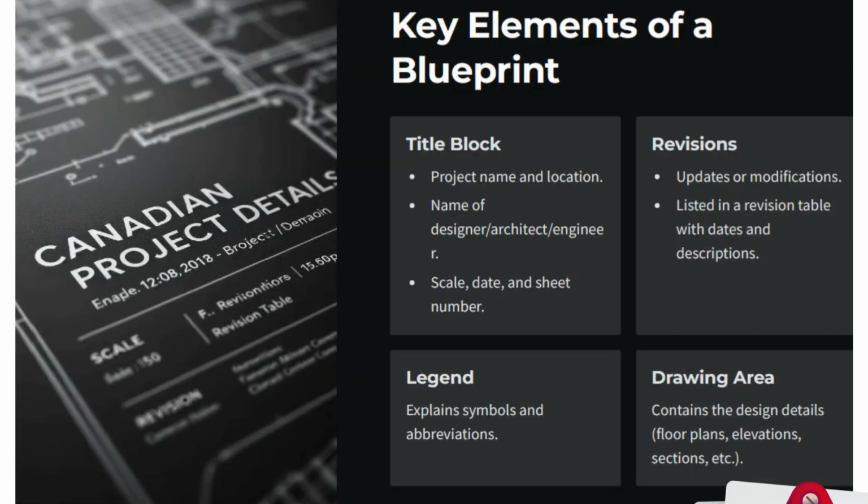Key elements of a blueprint: title block, project name and location, name of designer, architect, engineer, scale, date, and sheet number. Title block is located in the frame of the drawing. Mostly it's located on the bottom right of the drawing.